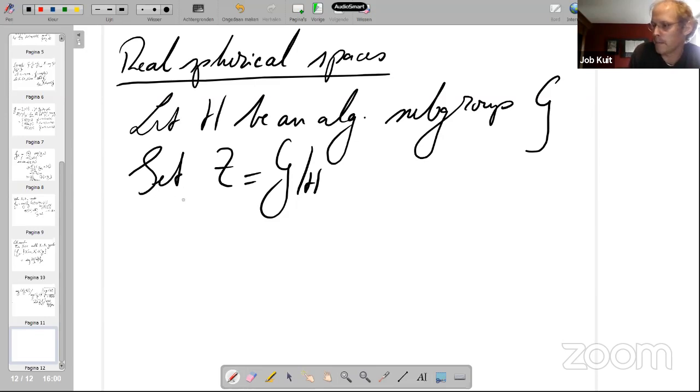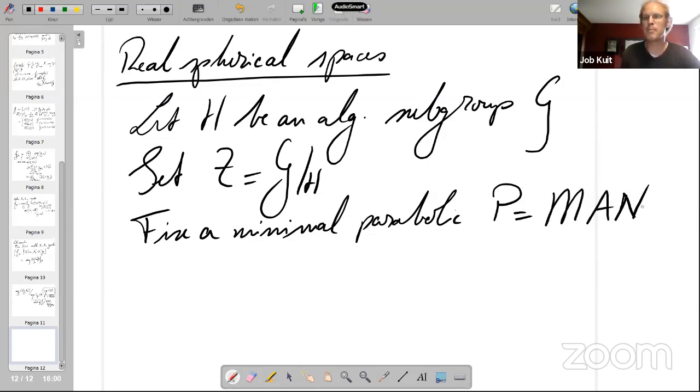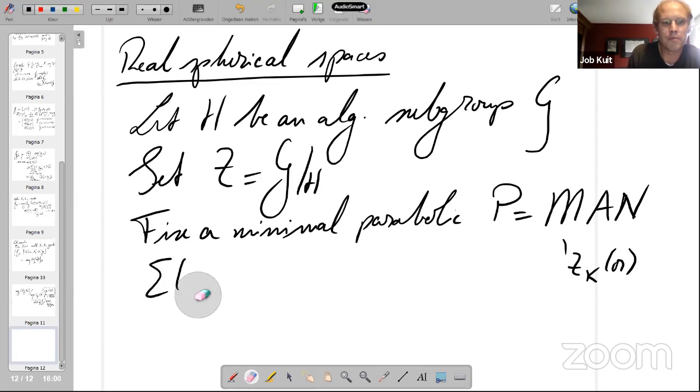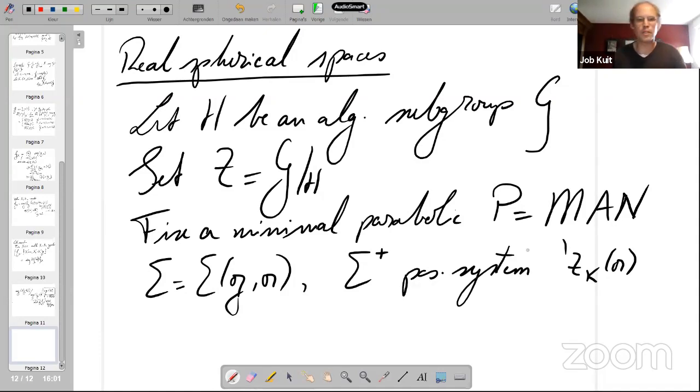I'm going to fix a minimal parabolic, which I call P, and I also fix the Langlands decomposition of this parabolic, MAN. So A is now as before, M is the centralizer in K of A, N is the unipotent radical. With these choices, I also have a root system, again living on A, for which I will still write sigma if I need it. But more importantly, the parabolic also fixes a positive system, and therefore also a positive and a negative chamber, which will be important in a minute.